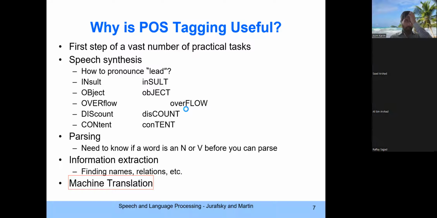Machine translation also benefits from POS tagging, and knowing the proper tag for a word would help you better translate the word. And of course, there are other applications as well. You will see some others as we move through this course.